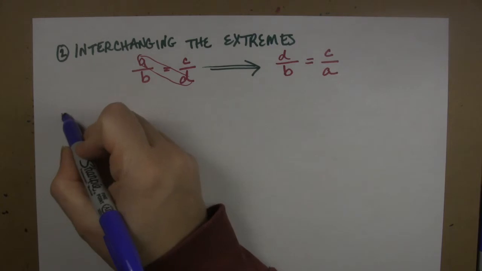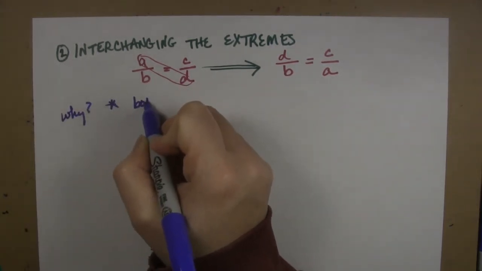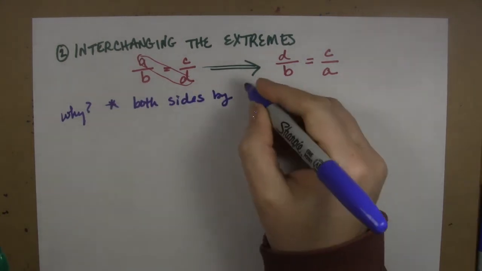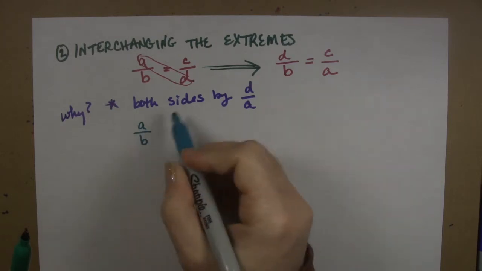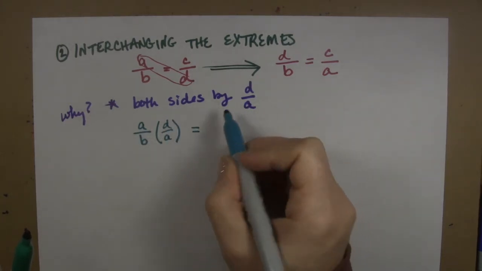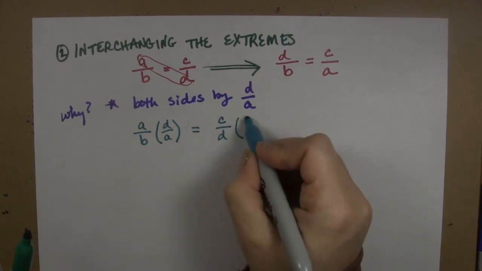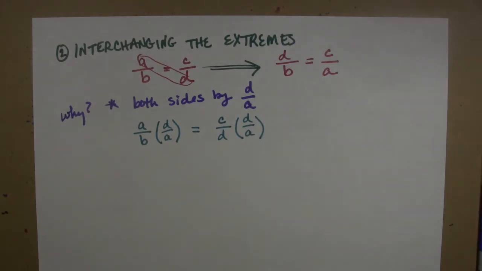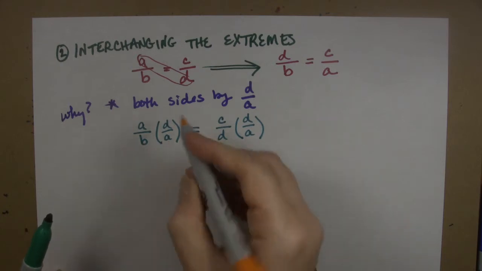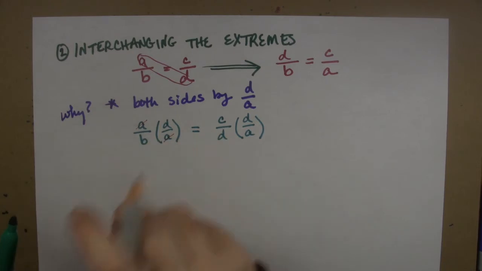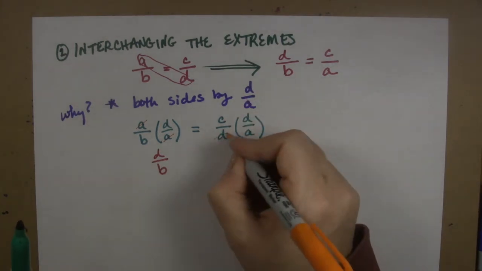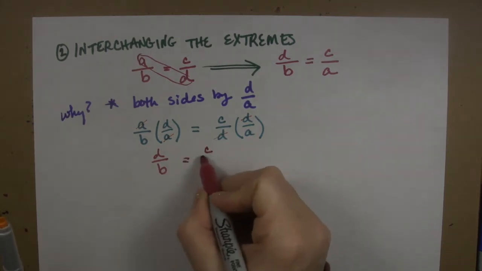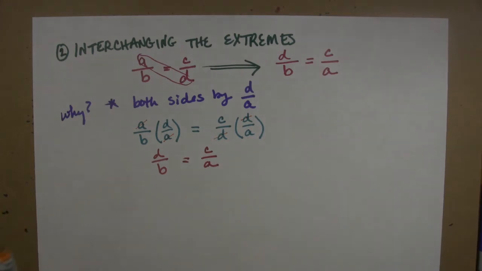Now, why does this work? Well, because you're really multiplying both sides by the same fraction, and that is the fraction D over A. Let me show you. So if you have A over B and you multiply that by D over A, that is going to equal C over D multiplied by D over A. So, again, A times D over B times A, I can cross off these A's, and so then that leaves me with D over B. And over here, I would cancel out my two D's, so I would get C over A. And that is exactly what we're saying. Okay, so you can also flip the extremes.